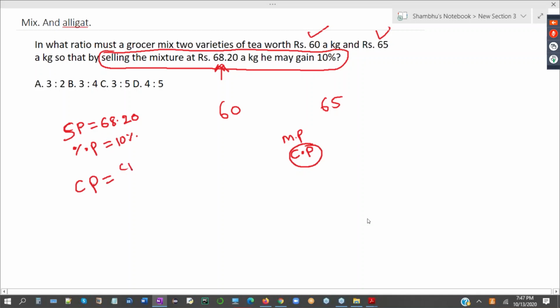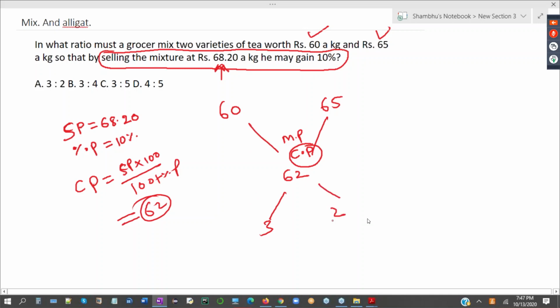And CP you calculate with the formula: CP is equal to SP into 100 by 100 plus profit percent. You will get, I think, 62. And that 62 you have to write here. So against 65 it is 3 and here 2, so the ratio will be 3:2. So always in this type of question, the selling price will be given. You have to find out CP, and that CP will be the mean price.